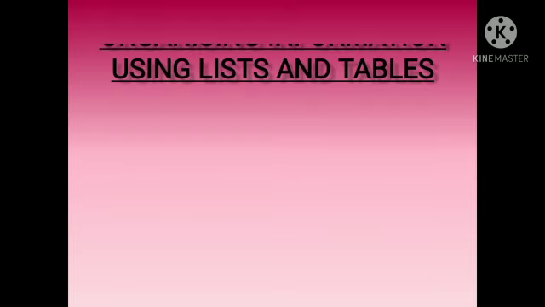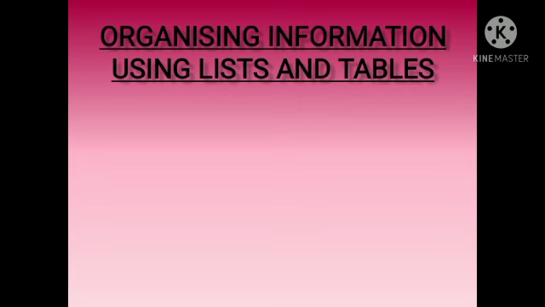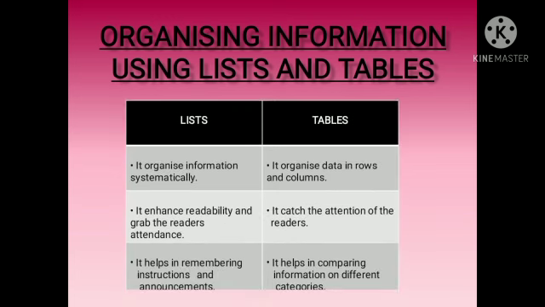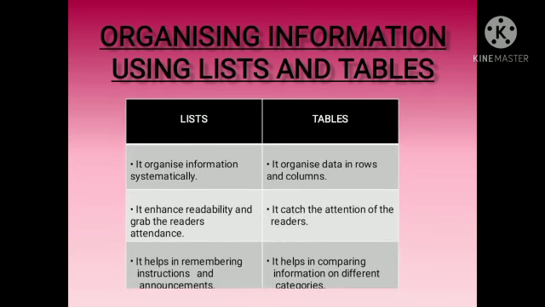Now the next topic is organizing the information using lists and tables. Lists organize the information systematically and enhance the readability. They also grab the reader's attention, while the table helps in organizing the data in rows and columns and catches the attention of the reader. It also helps in comparing the information in different categories.